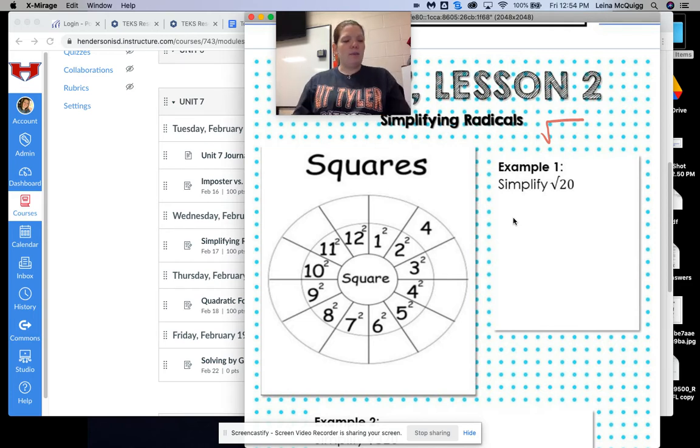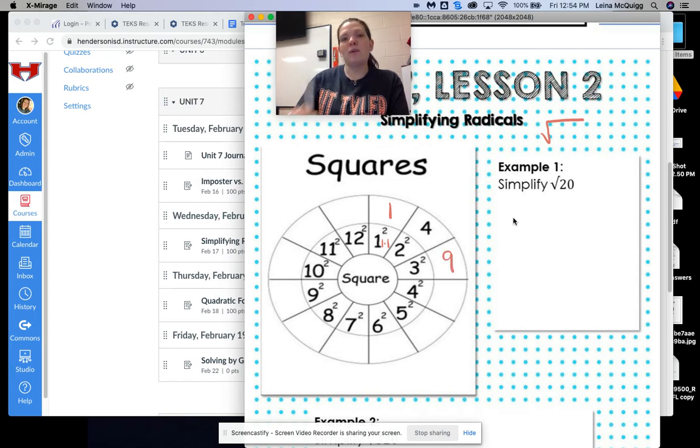So, first, I want to review our perfect squares. I have this table here, this wheel, and I want you guys to fill it in. You should be able to type on your screen. When I have something squared, that means that I'm multiplying it by itself. So, 1 squared is 1 times 1. 1 times 1 is 1. 2 times 2 is 4. 3 times 3 is 9.